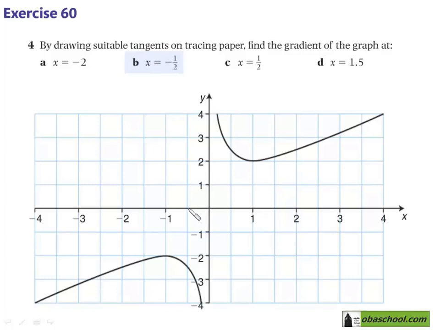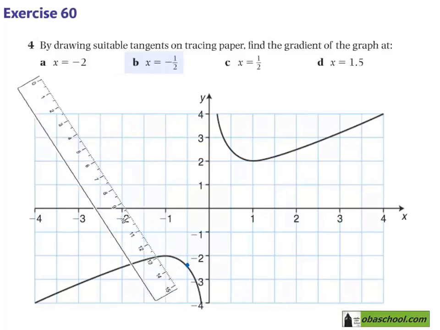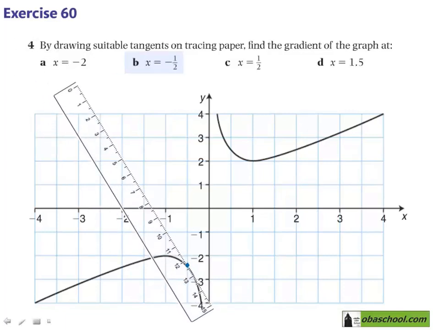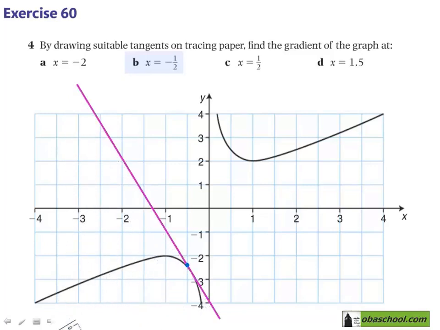Part B is talking about the particular point x equal to -1/2, which is exactly right here. Pivot your ruler, the same way as we've done before, where it intersects at one point and forms two equivalent angles on both respective sides. Now that we have our gradient drawn, we're going to have to form a right triangle.